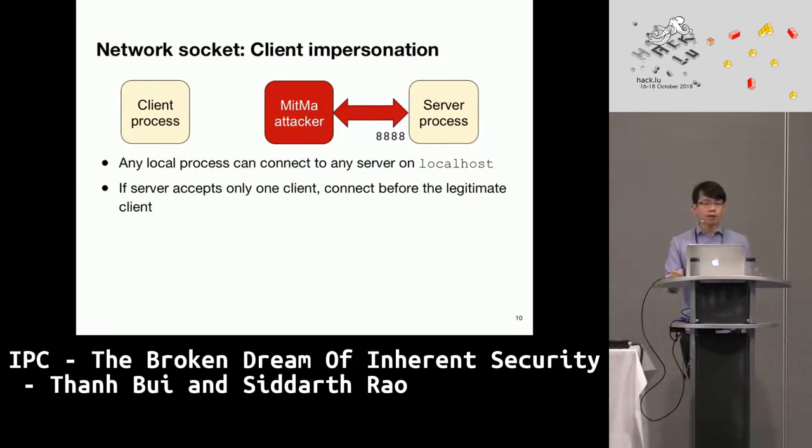One of the obvious things that the mid-malware attacker can do is client impersonation. The attacker can find the port number from documentation, source code, or simply by running netstat, and connect to the server as a client. There could be cases where the local server accepts only one connection. So if the attacker comes later, its request will be discarded by the server. In such cases, the attacker just needs to connect to the server before the legitimate client does.